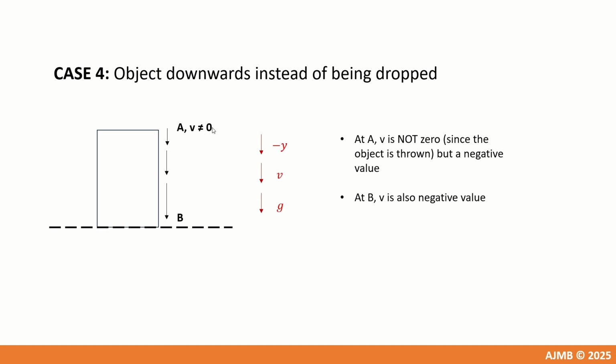Since you apply force by throwing it, the object is thrown downwards instead of being dropped. Since you applied force, there is also an initial speed. So at point A, the velocity is not 0, but it is a negative value, negative because the object is going down. At point B is also a negative value, but should be larger than the initial.